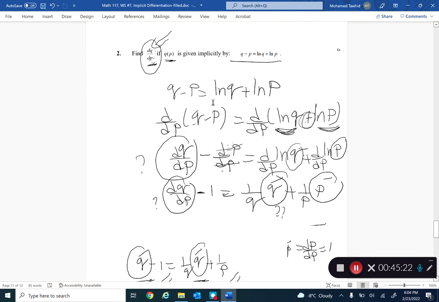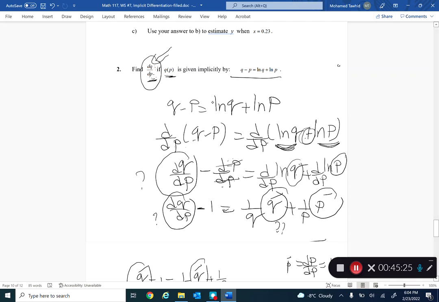So let me summarize what I did. I have to figure out what the question is. The question here: find the derivative of q with respect to p. Q is a function of p that is given implicitly. Implicit means it is not given to you directly. Then I take the derivative of both sides with respect to p, term by term. The derivative of p with respect to p is 1. What is the derivative of q with respect to p? That is the question I need to find.